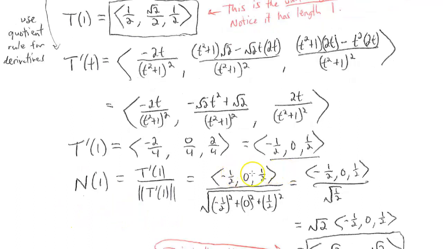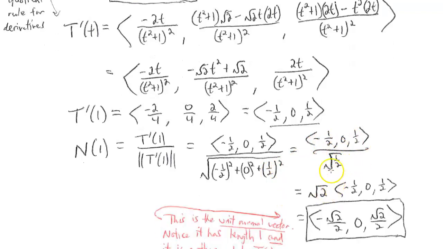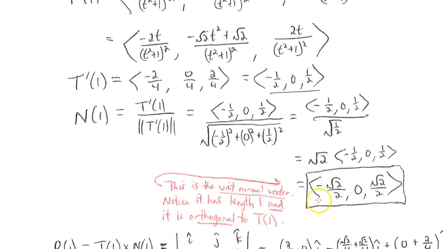Okay, now T prime of 1, again, was this. The length of this, though, is just the square root of 1/2 squared plus 0 squared plus 1/2 squared. And you end up getting this divided by the square root of 1/2, which, by the way, if you're dividing by the square root of 1/2, it's the same thing as multiplying by the square root of 2 over 1, or just the square root of 2. Okay, and so if you do that, you end up getting this.